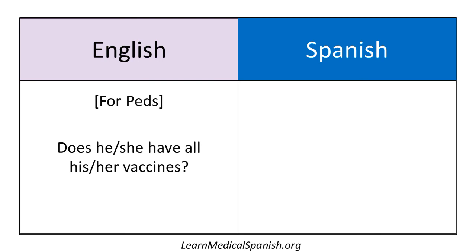And then this one's more targeted at pediatrics, but could work for anybody, I guess. It says, does he or she have all his or her vaccines? ¿Tiene todas sus vacunas? That would work for an adult as well, because that is the same conjugation as the usted form, which is the formal version of you. So if you were talking to an adult, you could say it just like that as well.